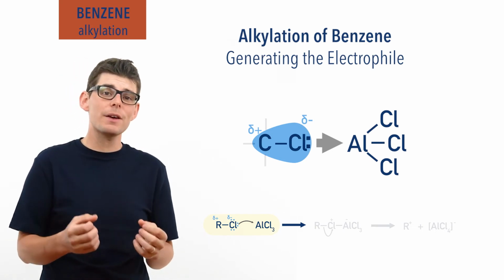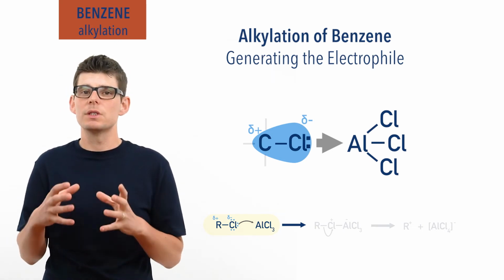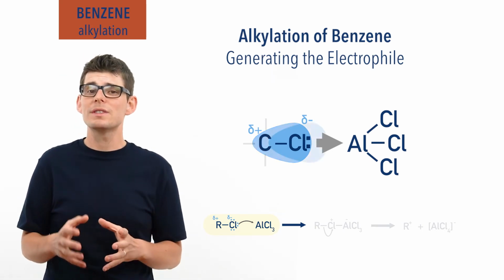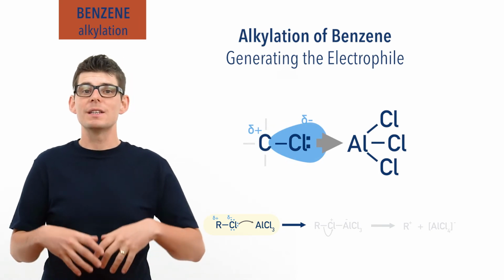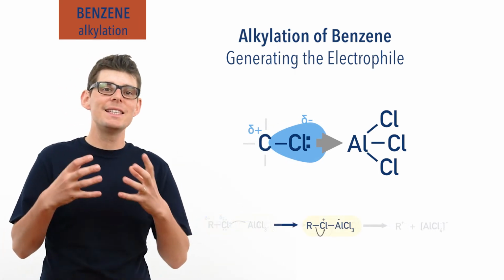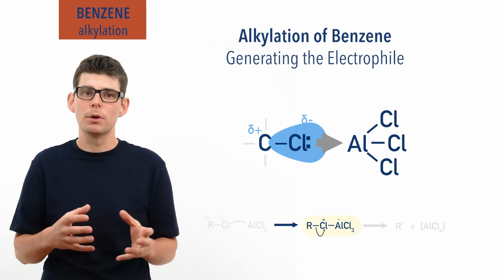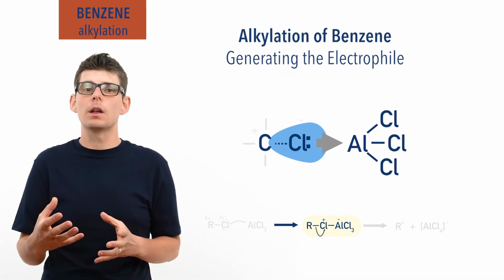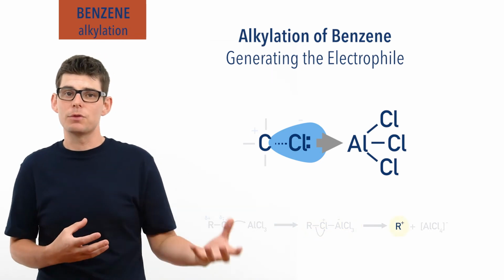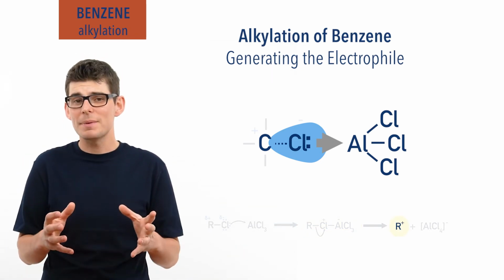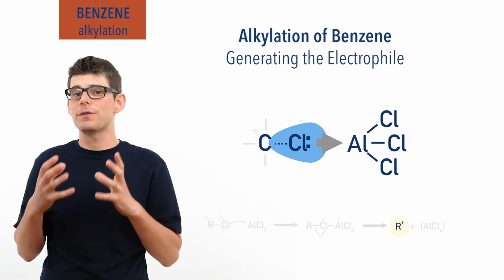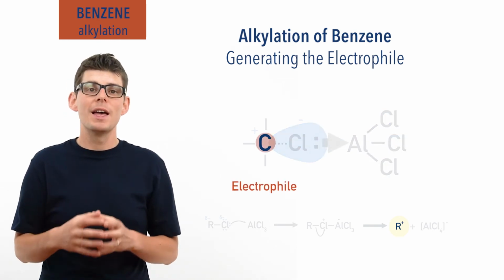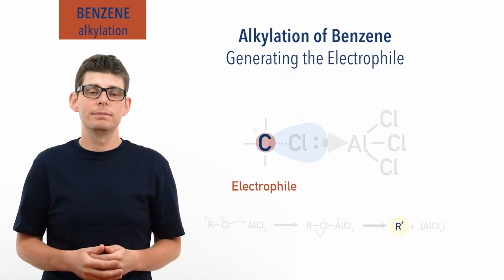To try and get it back from somewhere, it pulls the electrons in the carbon-chlorine bond towards itself even more, creating a much larger polarity and significantly weakening the carbon-chlorine bond to the point of breaking, effectively forming an alkyl ion with a carbon that has a positive charge. This carbon atom is now sufficiently electron deficient to act as an electrophile and is able to react with benzene.